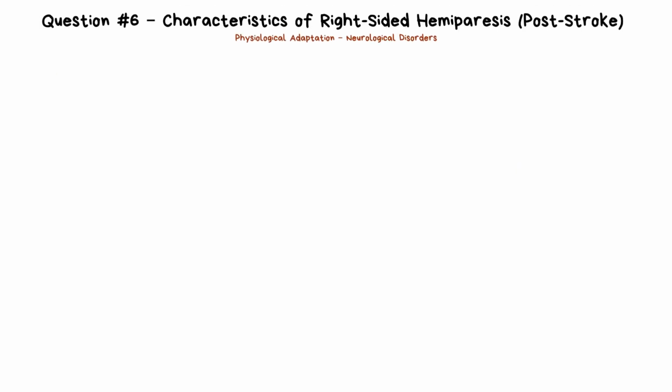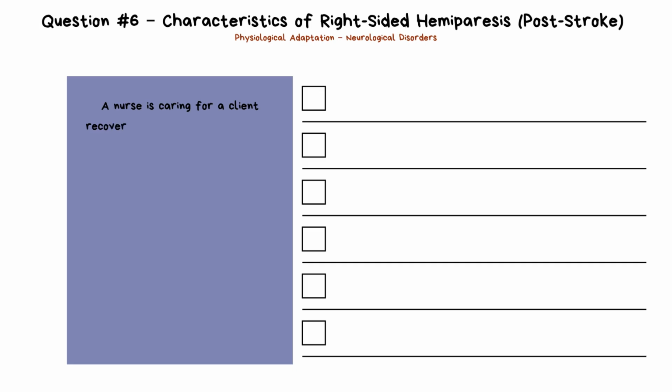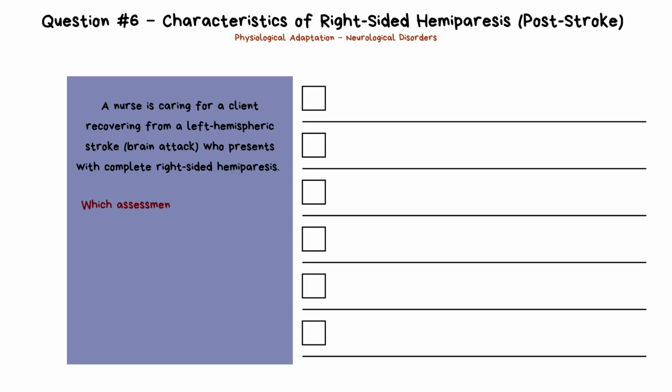Here's another select all that apply question, this time focused on stroke assessment and cue recognition. A nurse is caring for a client recovering from a left hemispheric stroke who now has complete right-sided hemiparesis. Which assessment findings should the nurse expect? Select all that apply.